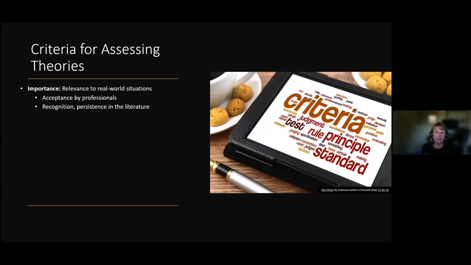Also, is it recognized by academics as being important? And there you can look at persistence in the literature. Was it a theory that was just kind of a flash in the pan and we never saw it again? Or is it something that's been around for a long time? I think Mark would disagree with me. I like using old theories that have been around for a long time. He likes new theories. I think both perspectives are good.